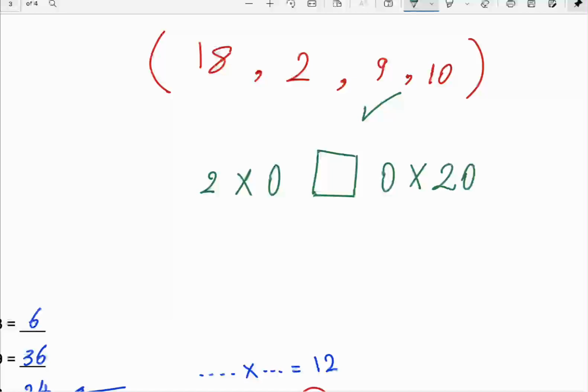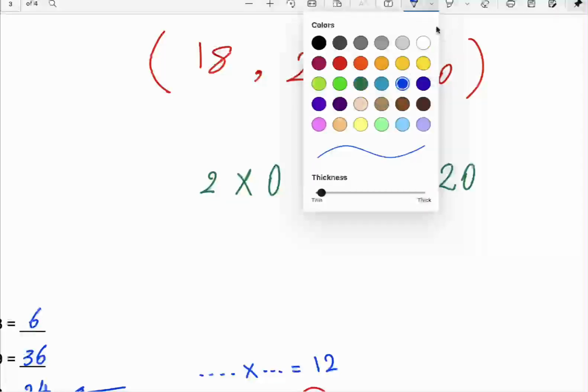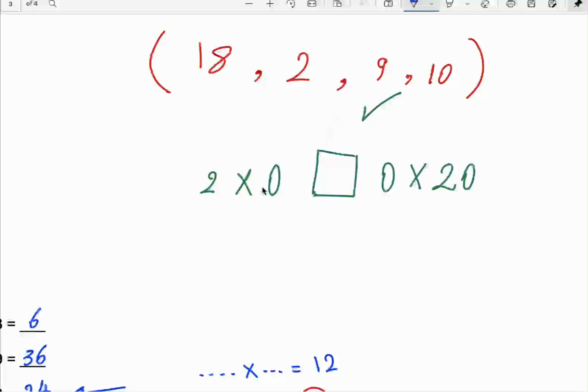Tamim. Yes, teacher. Okay, what is your answer? Which one is bigger? They are equal. Excellent, my hero. Explain. 2 multiplied by 0 equals 0. 0 multiplied by 20 equals 0. Great, thank you, my hero.